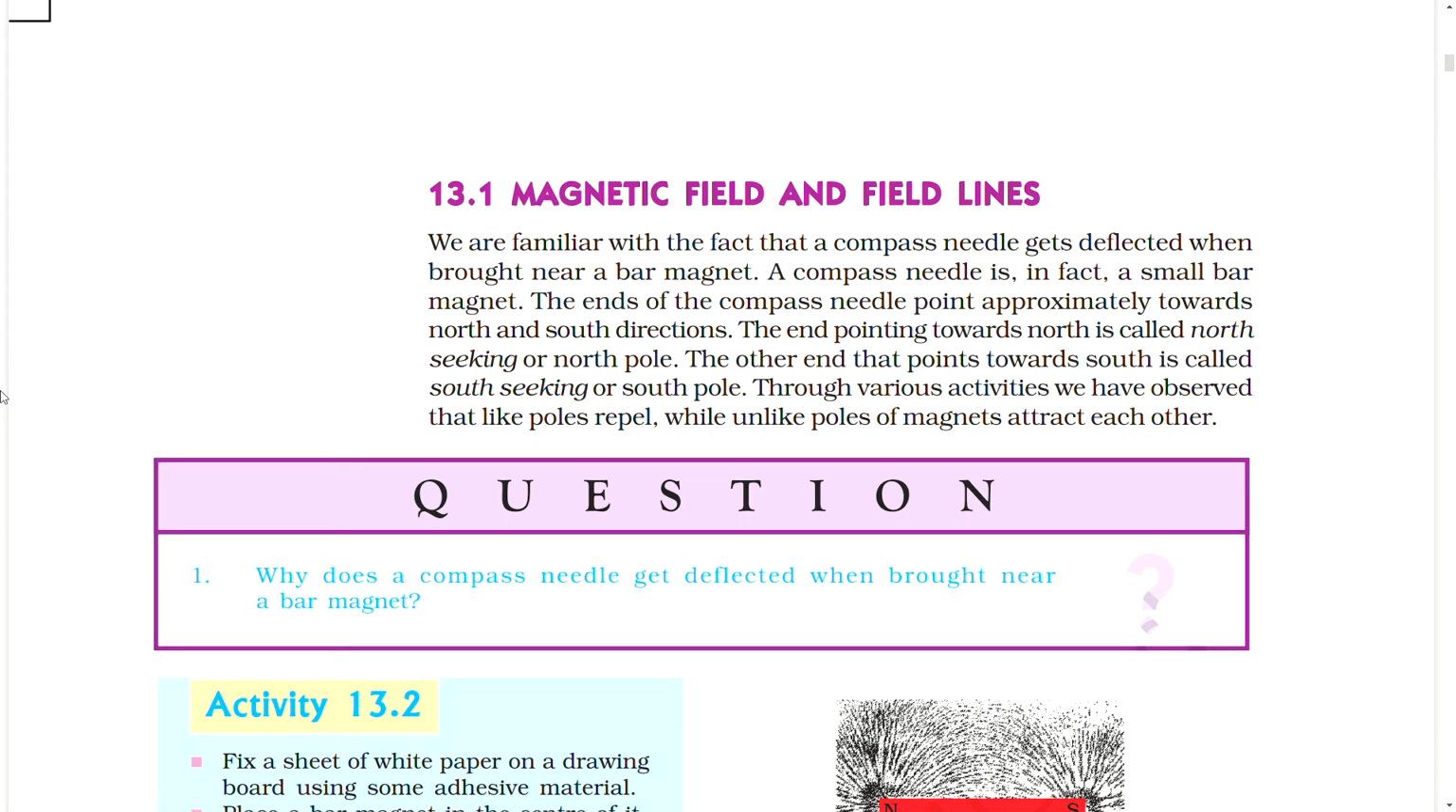Magnetic field and field lines. We are familiar with the fact that a compass needle gets deflected when brought near a bar magnet. A compass needle is in fact a small bar magnet. The ends of the compass needle point approximately towards north and south directions. The end pointing toward north is called north-seeking or north pole. The other end that points towards south is called south-seeking or south pole. Through various activities, we have observed that like poles repel, while unlike poles of magnets attract each other. Question. Comment on this.